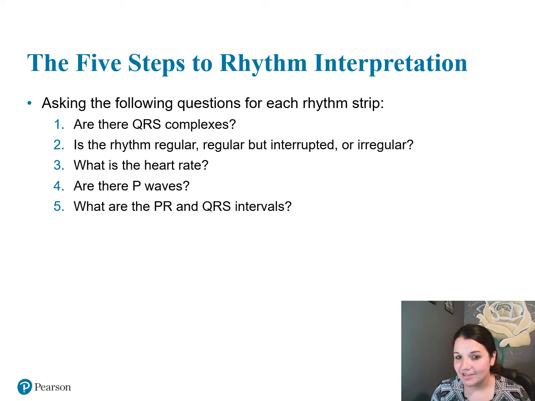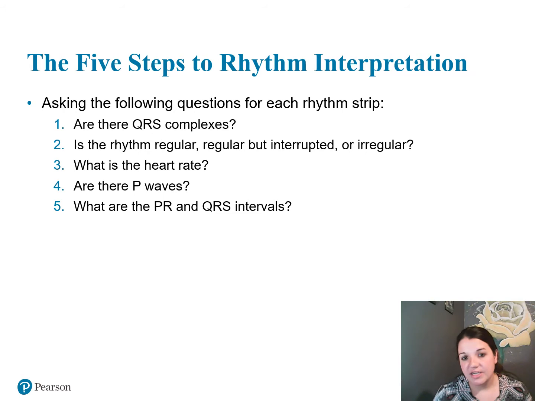Second question, is that rhythm regular but interrupted, or irregular? Guess what? You just did that in chapter 5. So first of all, you're going to say, are there QRSs? Second of all, is it regular, irregular, or interrupted? How do I figure out that regularity again? I'm going to count the little boxes in between my R to R intervals. Remember, interval means time. That's the little boxes in between the R to R intervals going horizontal.